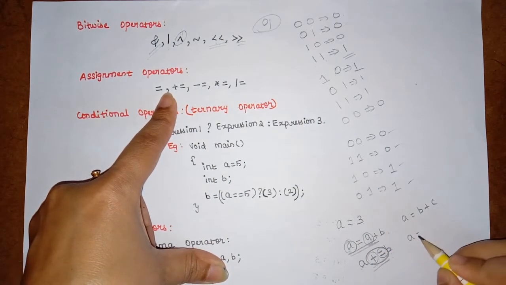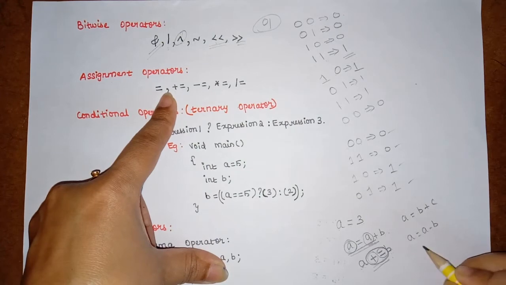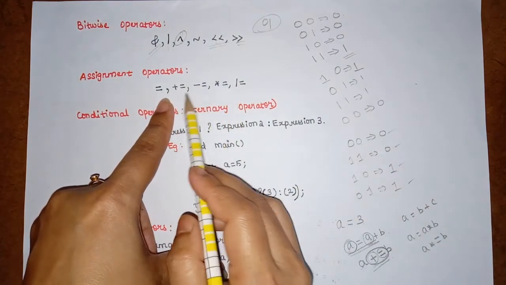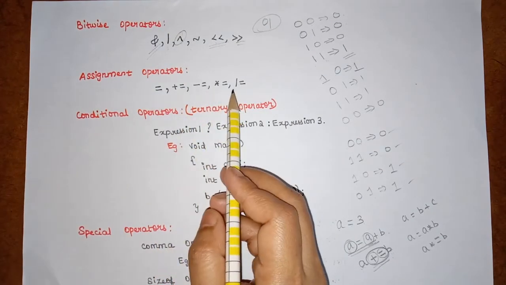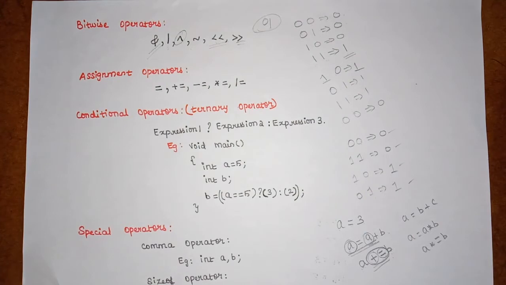And in the same way, A is equal to A minus B, then we can write it as A minus is equal to B. And if it is multiplication, then we can write it as A star is equal to B. So likewise we can do the assignment operations with these assignment operators. So now we will see the example. Okay, some simple C example for these assignment operators.